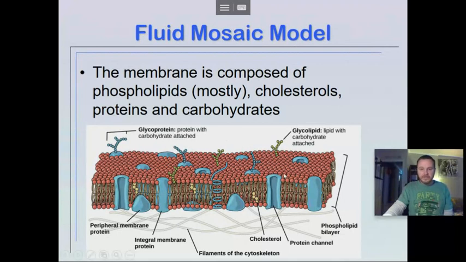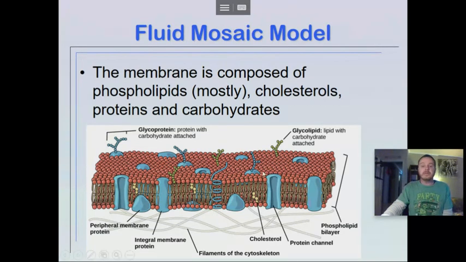The phosphate group is polar, so it's going to align with the water in the intercellular space as well as the high water content of the cytoplasm. So the polar ends of those phospholipids are going to line towards the polar water regions. The fatty acid tails then are going to line up with each other because they're nonpolar, so they want to get together and hang out together. So you've got this bilayer of phospholipids on each side, and that makes up the majority of the mosaic.